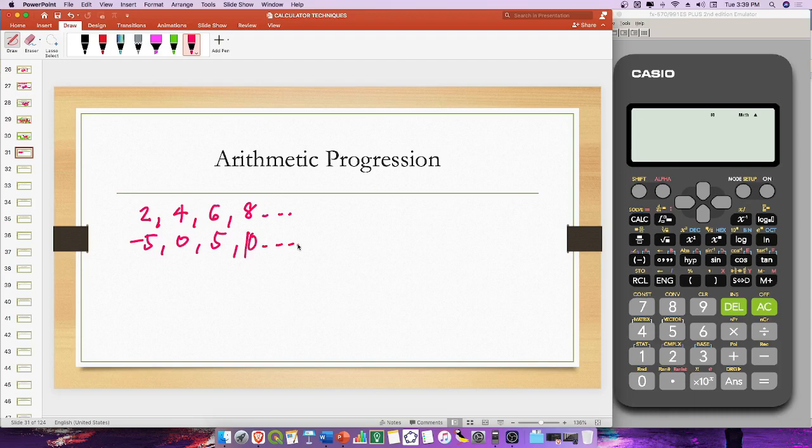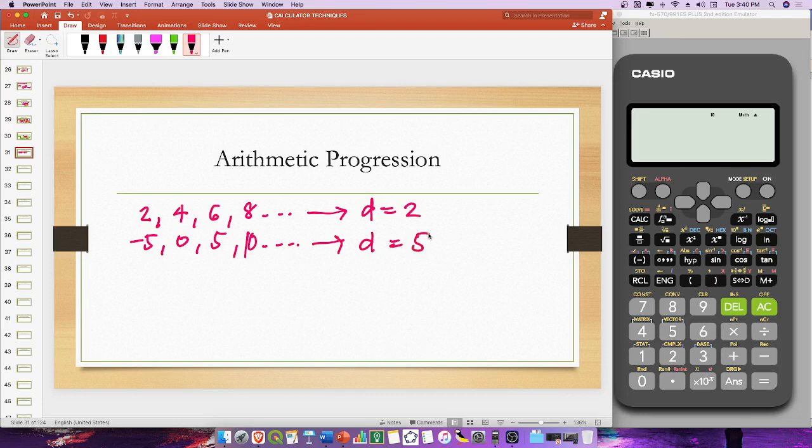Now you can see here that the arithmetic progression is characterized by its common difference. In example number 1, you will see that they have a common difference of 2. So we will label our common difference as D. And for the next example, the common difference here is equal to 5.